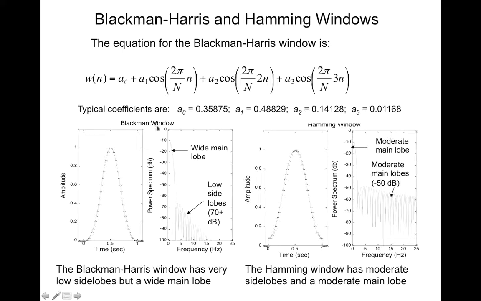The Blackman window has even lower side lobes. They're down roughly 70 dB, but the main lobe is much wider, so that's going to cost us some resolution. Here's the function for the Blackman-Harris window, by the way, with typical coefficients given as shown.